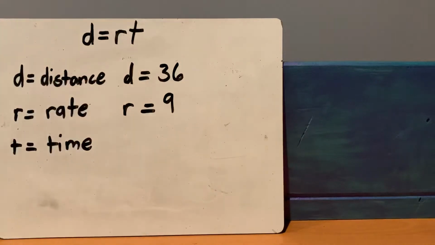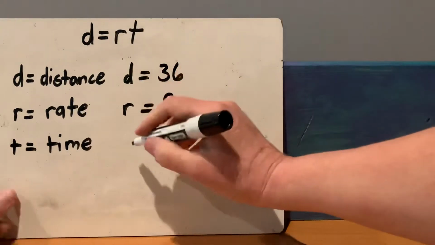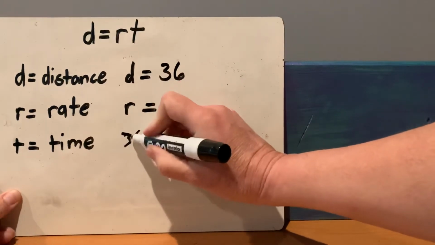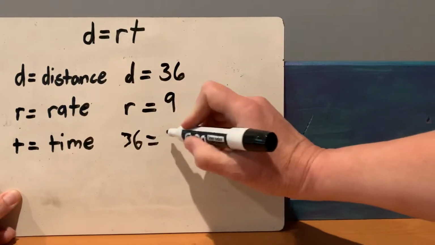So we first replace in the formula D with 36 and R with 9. So we have 36 equals 9T.